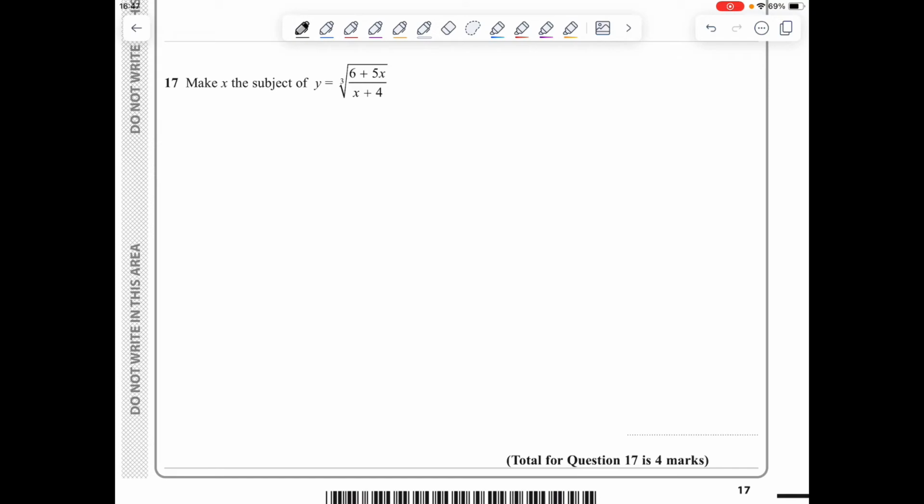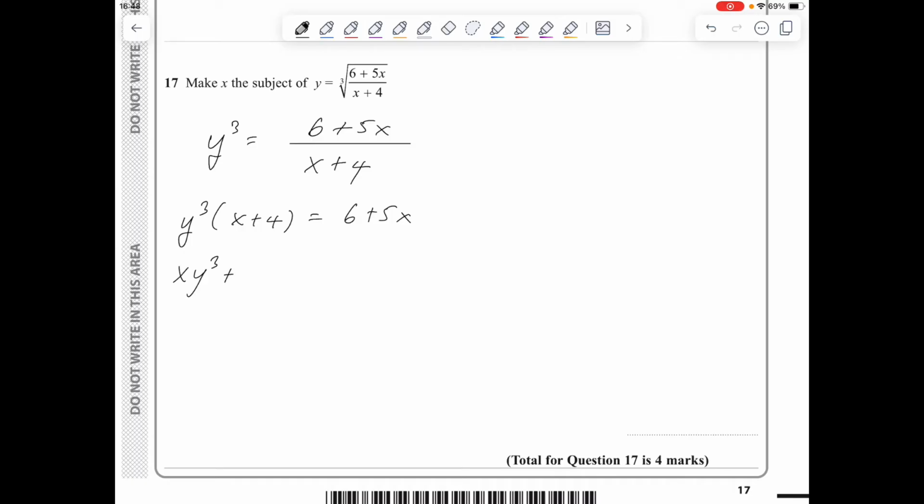In question 17, let's start by removing the cube root from the right hand side. So we get y to the power of 3 is equal to 6 plus 5x over x plus 4. Then I'm going to cross multiply, so y to the power of 3 times x plus 4 is equal to 6 plus 5x. Then I'll proceed to expand the left hand side, so I get x y to the power of 3 plus 4y to the power of 3 equals 6 plus 5x.